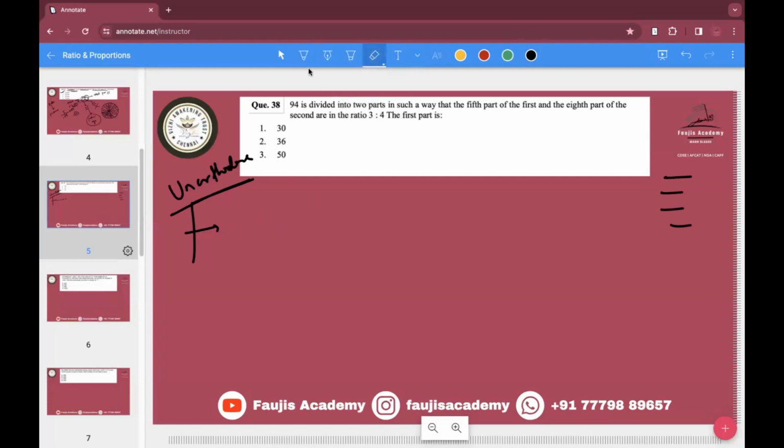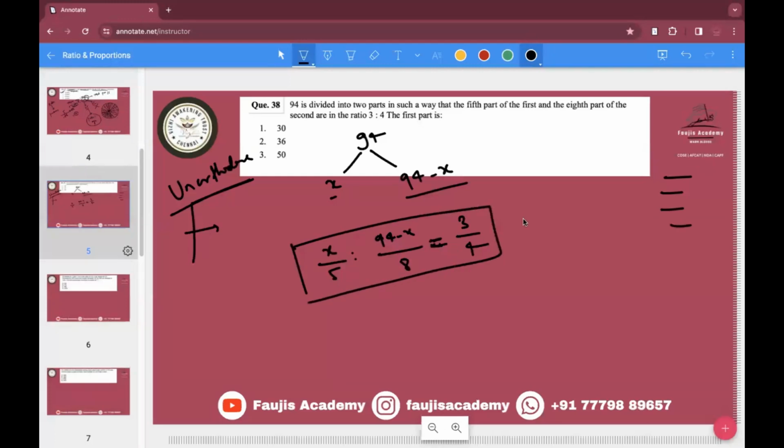So guys, if we go with the traditional method in this one, they are saying 94, let's split it into two parts. We'll assume one as x, the other one as 94 minus x. They are saying the fifth part of the first and the eighth part of the second are in the ratio 3:4. This is what they have given. If you solve this, you will get your answer.